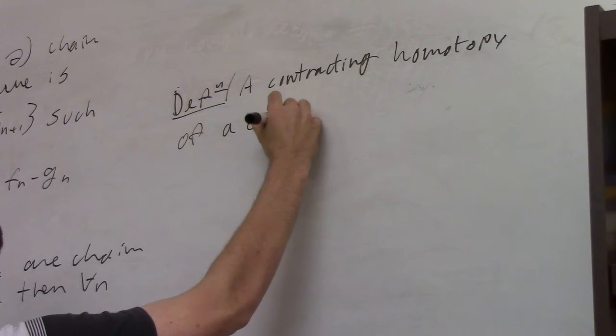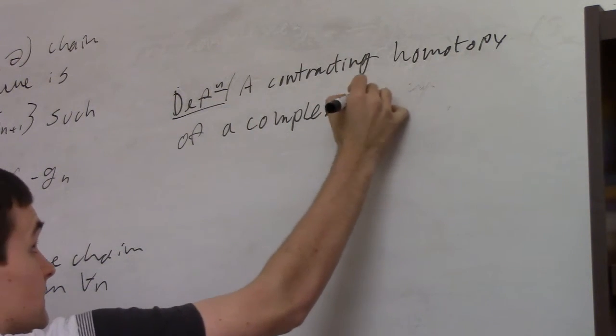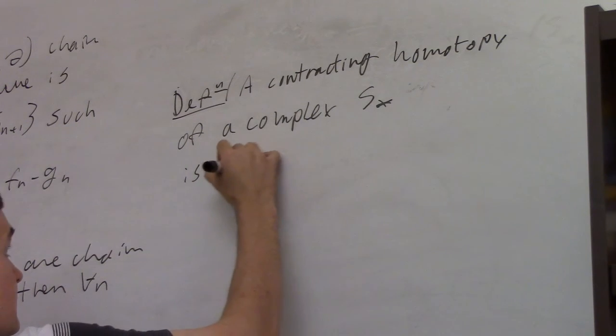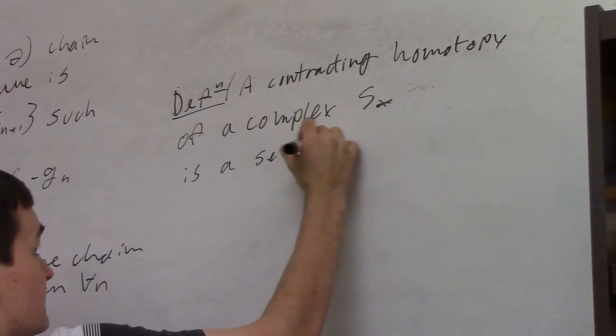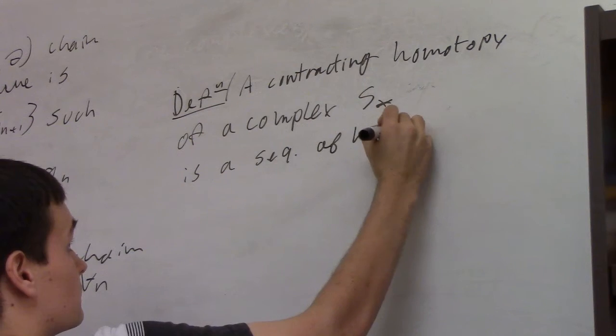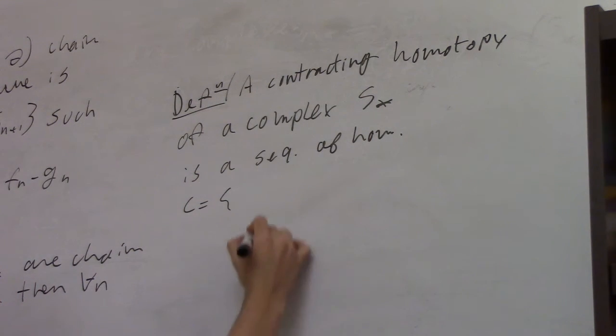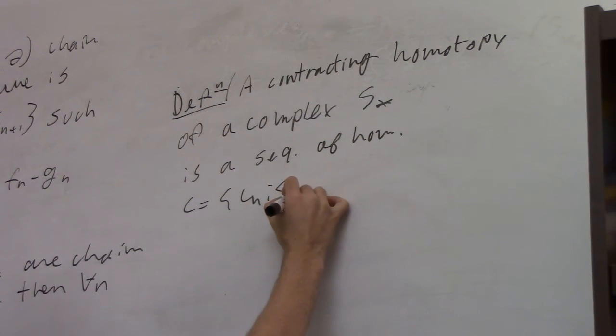A contracting homotopy of a complex S star is a sequence of homomorphisms, C sub n.